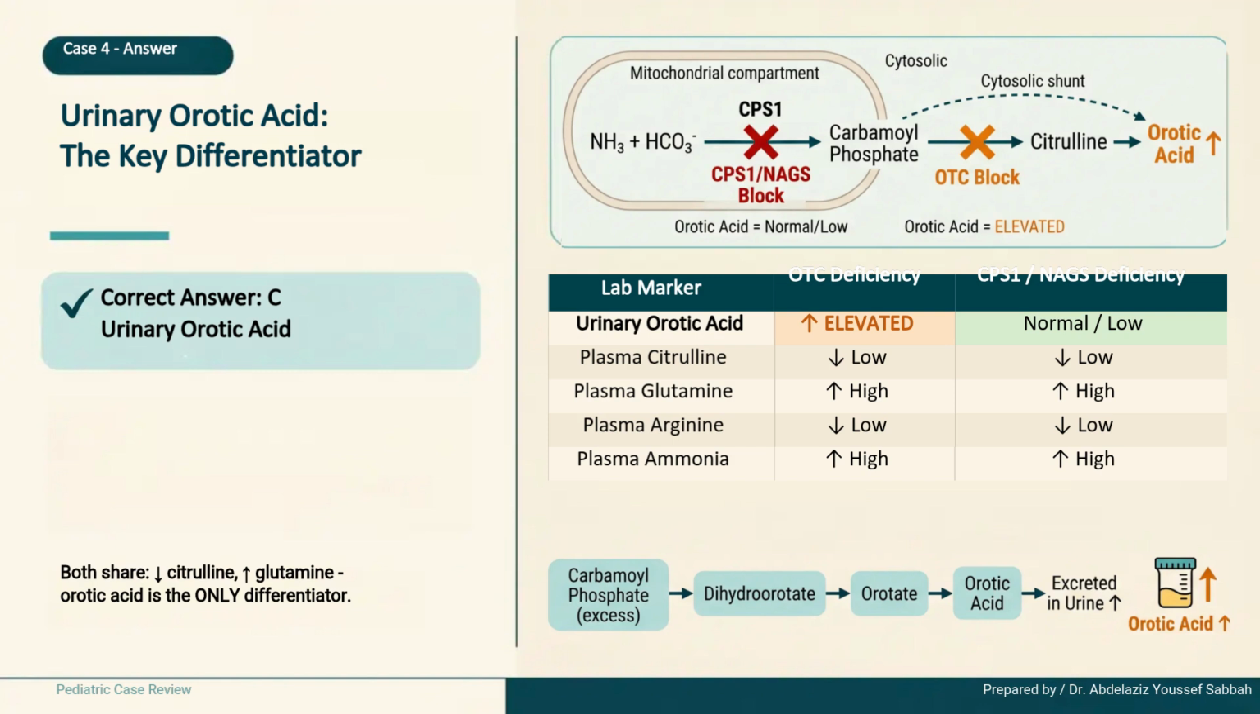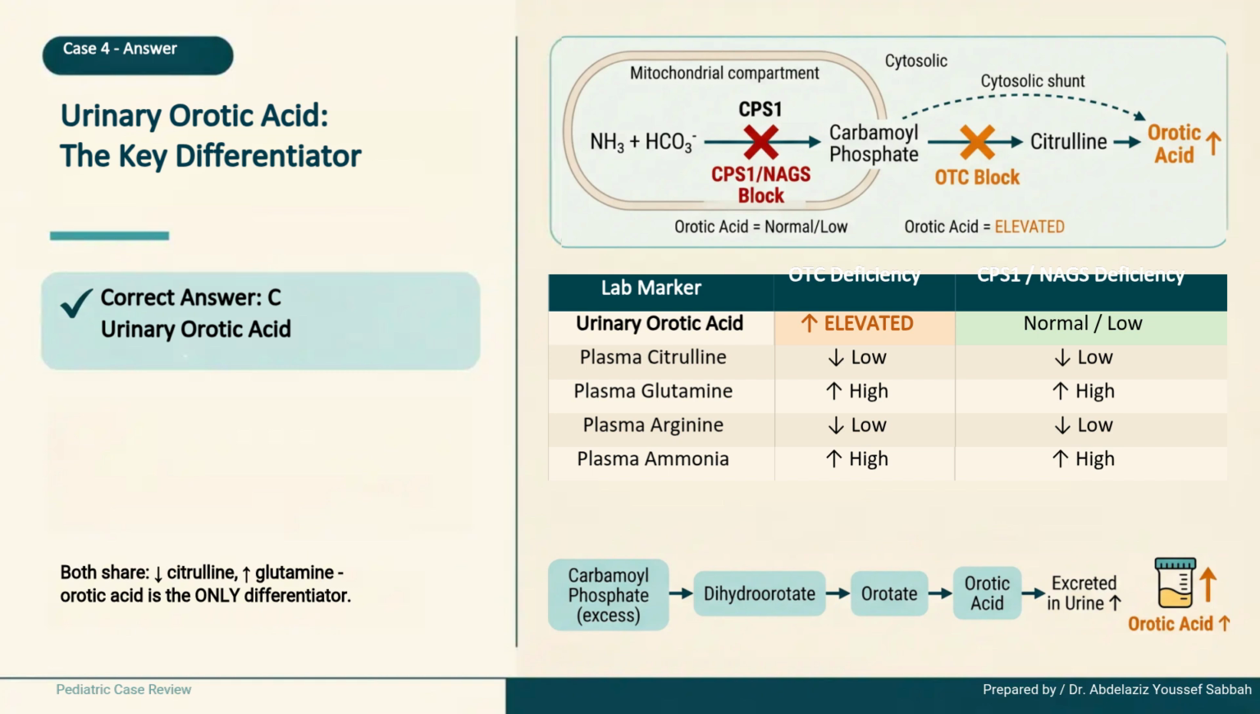In OTC deficiency, the block is distal to carbamoyl phosphate, so carbamoyl phosphate accumulates, shunts to the cytosol, and drives orotic acid production. Urinary orotic acid is elevated. In CPS1 or NAGS deficiency, the block is proximal, before carbamoyl phosphate is even made, so there's no substrate to shunt. Orotic acid stays normal or low.